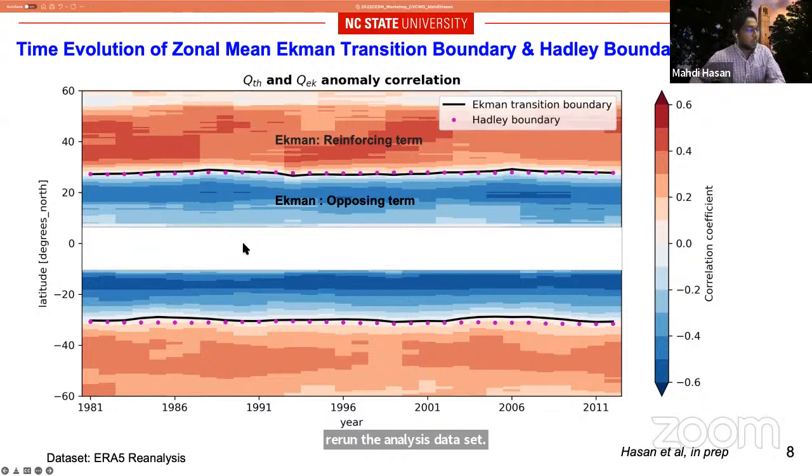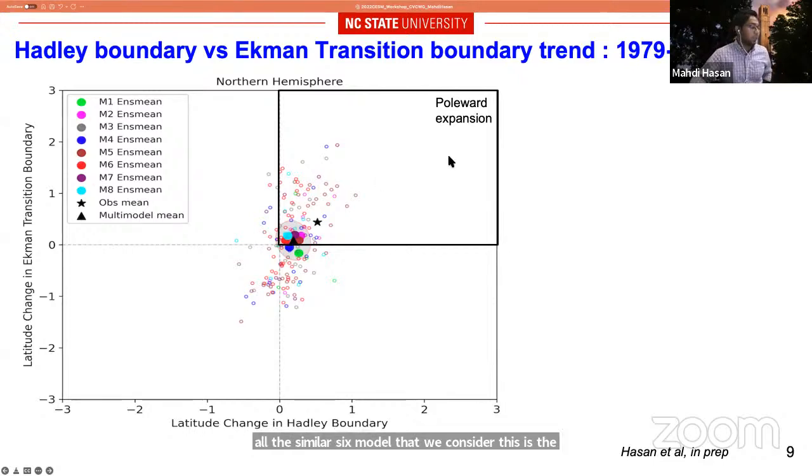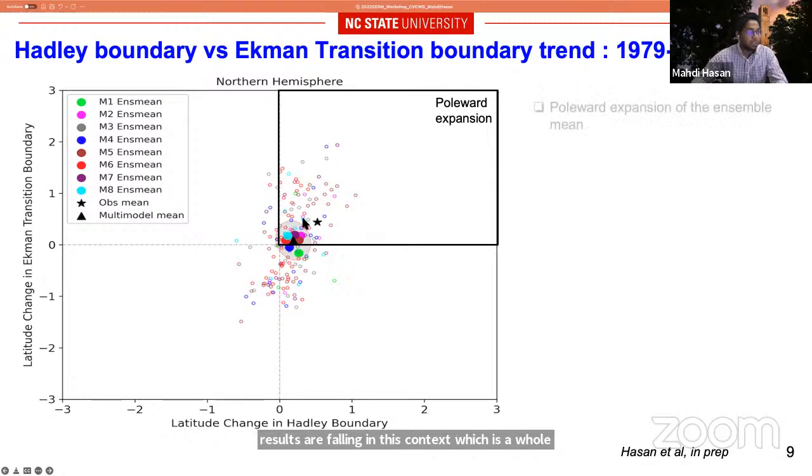Now, if we combine results from reanalysis and all the CESM6 models that we consider, these are the results over the historical period. This is the scatter plot showing the latitudinal change in the Hadley boundary on the x-axis and the change in the Ekman transition boundary on the y-axis. A positive value in the northern hemisphere means a polar expansion. This is the quadrant which shows the polar expansion of both boundaries. The small circles are the results from each individual ensemble member, and the large closed circles are the ensemble mean results. The black triangle is the multimodel ensemble, and the other black triangle is the reanalysis mean. We see that the majority of the ensemble mean results are falling in this quadrant, which is a polar expansion of both the Hadley and Ekman transition boundary.